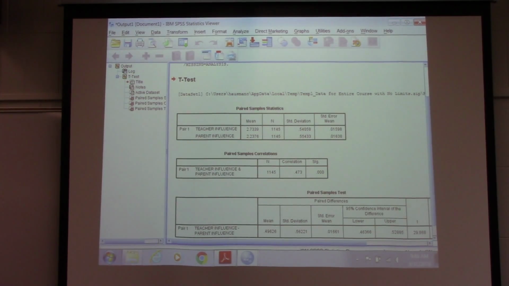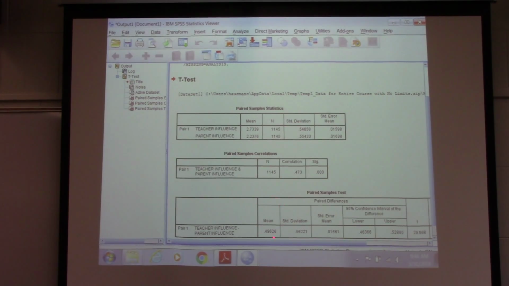So now if you look at the outputs, it should be roughly comparable. It's a little bit different database. It's not going to perfectly match what's on the printouts, but it's very, very close. There's a small difference in the sample size. But I look at this output and I can say, teachers think on average that they have a mean level of influence of 2.7339. There were 1,145 teachers, and then they asked how much influence they think parents have, and that came up with a mean of 2.2376.